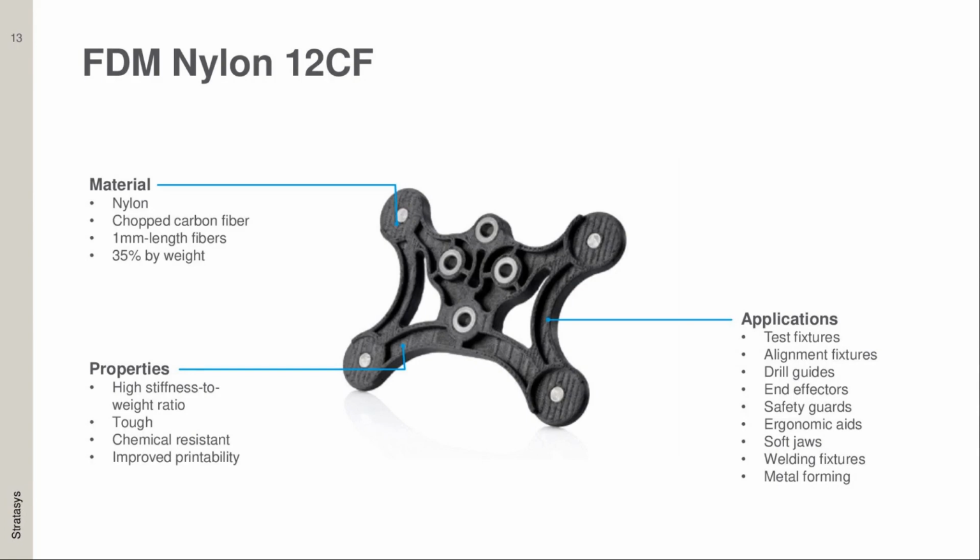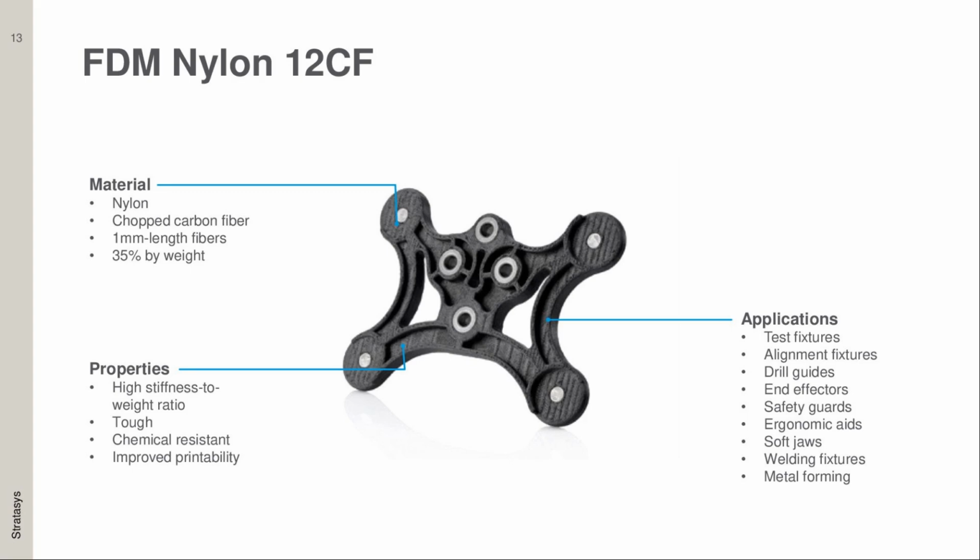And finally, we have nylon 12 CF. This is by far the most popular tooling material we sell and offer, and it's the one that adds probably the most value across an entire factory floor. This is a nylon 12. The CF stands for chopped carbon fiber, and the fibers are 1 millimeter in length, and the loading is 35% by weight. So what this means is that you have a really high stiffness to weight ratio material that's also very tough and has the chemical resistance found in nylon.